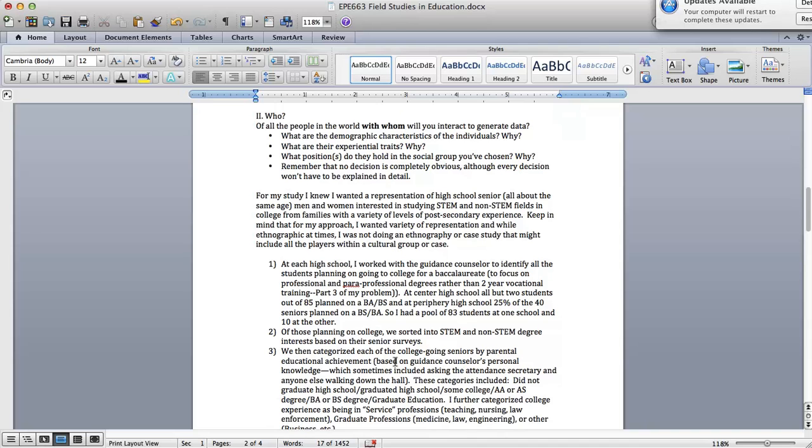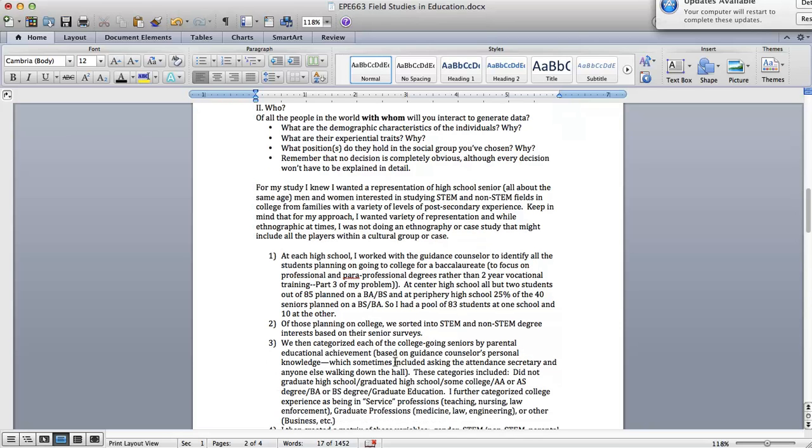I then went through all of these students with the guidance counselors to figure out what their parent education level is. These are tiny little high schools, and everybody knows everybody. So typically the guidance counselor was able to go down and say, yes, his dad is a doctor, so he has a medical degree. Her mom is a nurse. Her mom stays at home with the babies, but I know that she went to community college, and so forth and so on, until we had figured out at least a rough idea of the educational experience of the parents of all the students. Sometimes that included asking people walking down the hall, which was a little bit awkward.